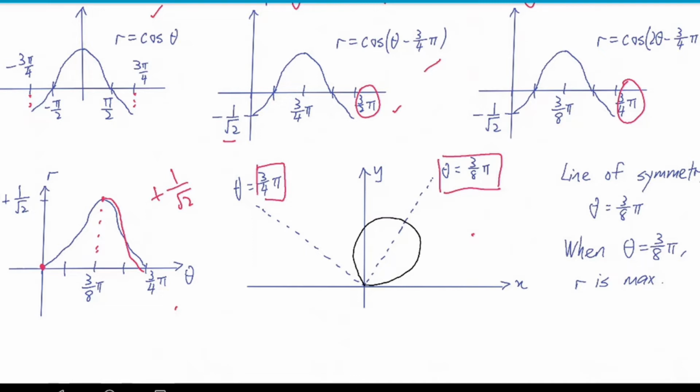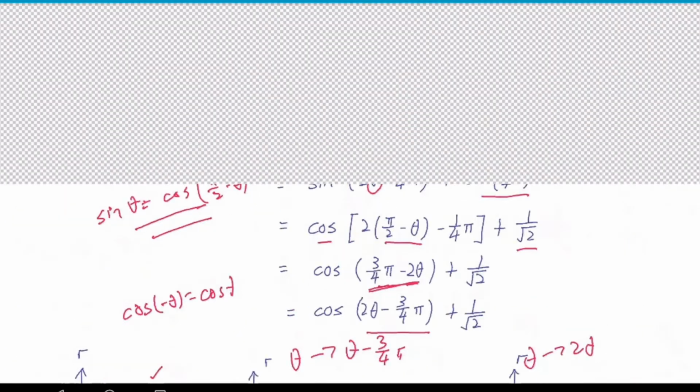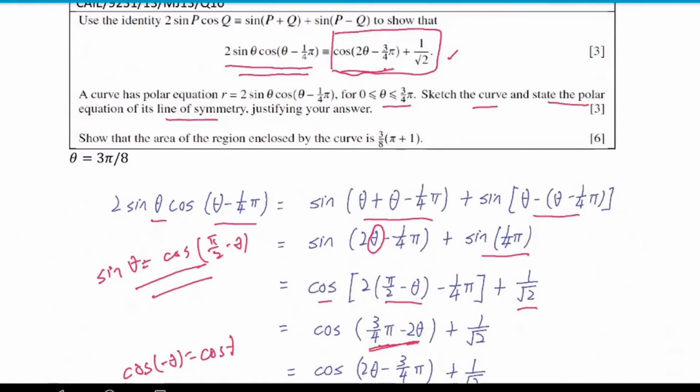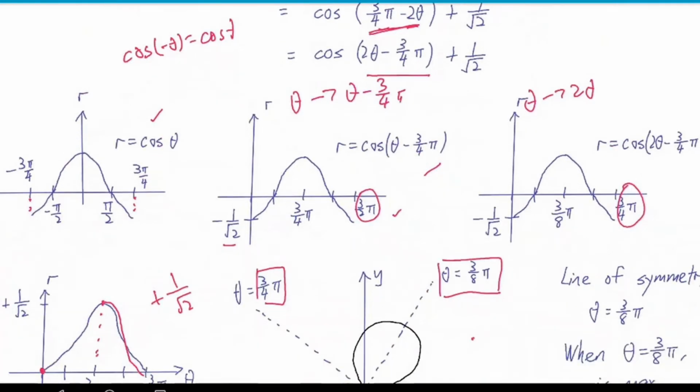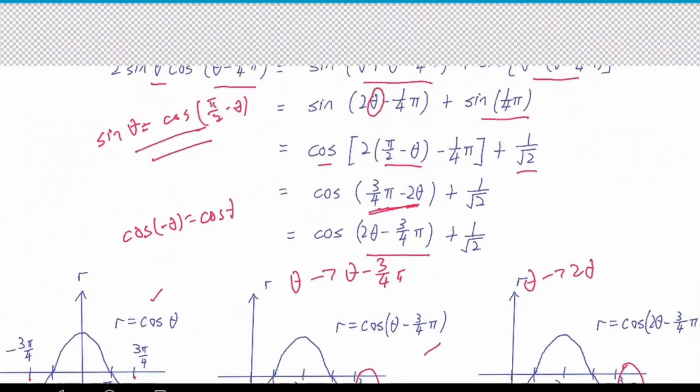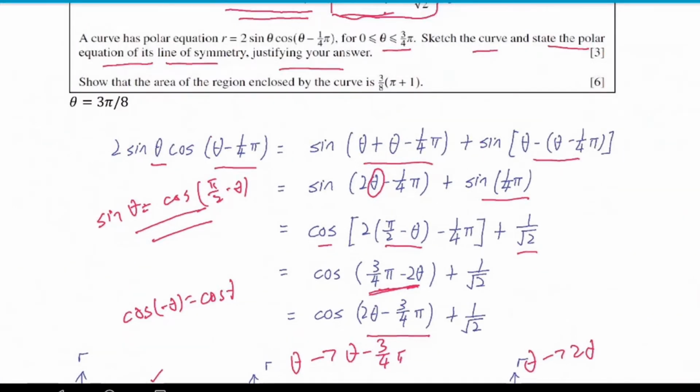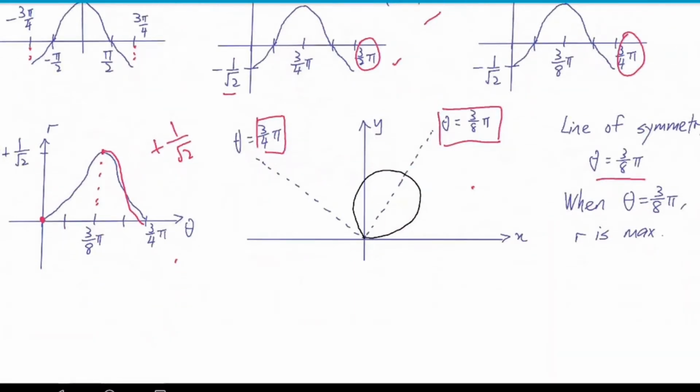Other than that, the question also mentioned that we need to state the polar equation of the line of symmetry. So really go and state that. And the question also says justify the answer. When we want to justify the answer, we need to say why it is the line of symmetry. We could say something like, when theta equals 3/8 pi, the r has the maximum value there. So that's for the second part.